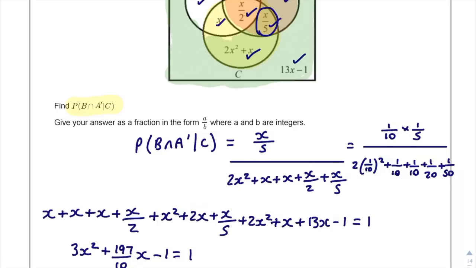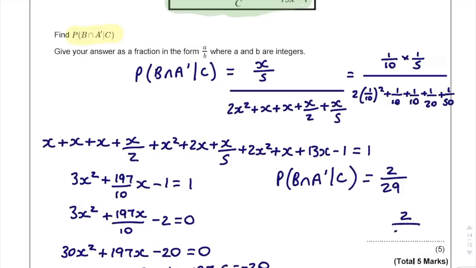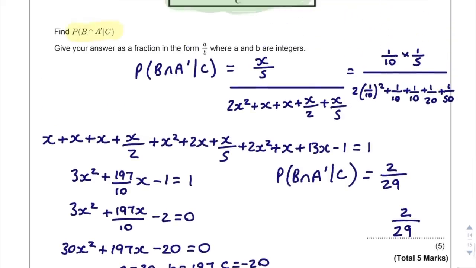You should get an answer that the probability of B intersect not A given C is 2 over 29. So a is 2, b is 29. That is our final answer for question 20, and we have now finished the paper.